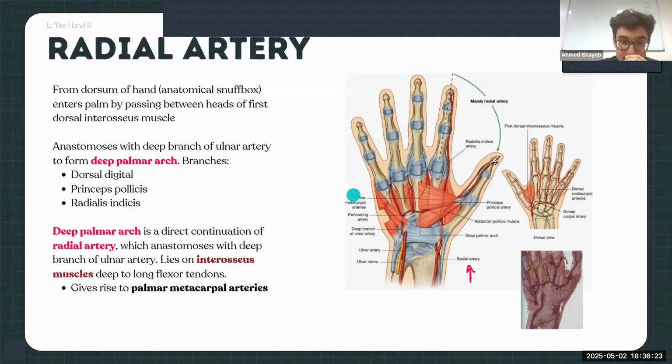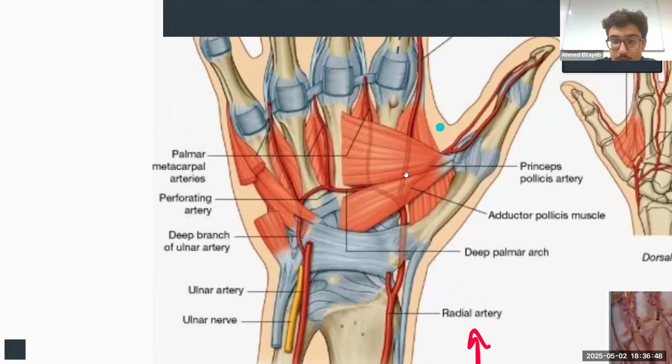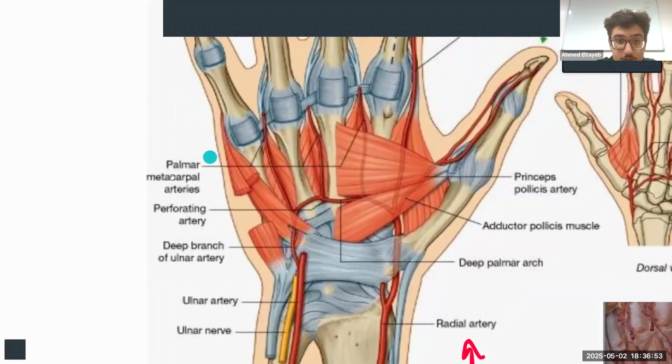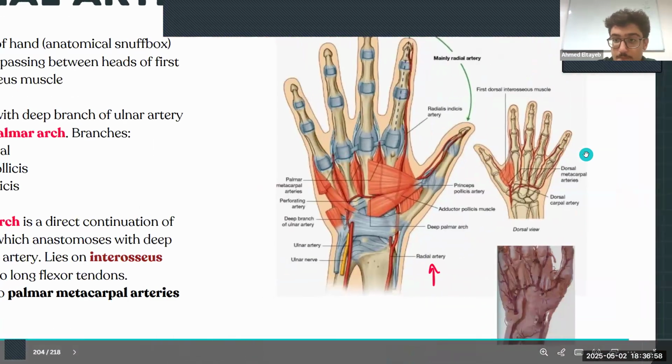It lies on the interosseous muscle, and it gives rise to the metacarpal arteries, the palmar metacarpal arteries. If they were to ever ask you about the metacarpal artery blood supply, it's mainly the radial artery with the deep palmar arch. You can see it right here. It courses through and then to the snuff box. By then, it's giving you the arch. This is the deep palmar arch. And then over here, these are the palmar metacarpal arteries. This is the metacarpal bone. See how it's supplying it.